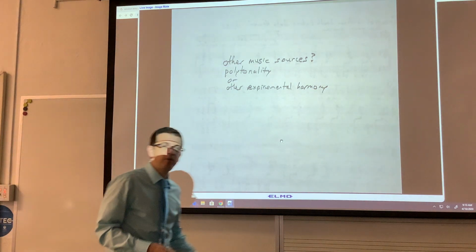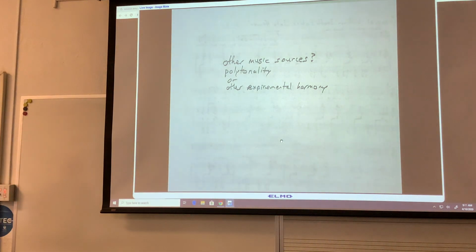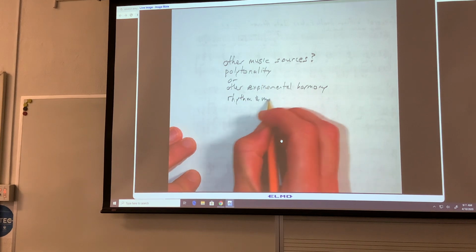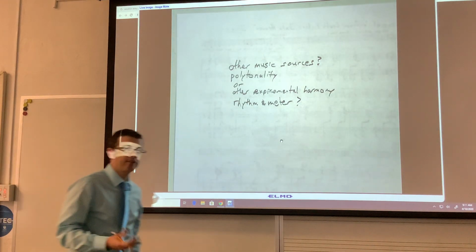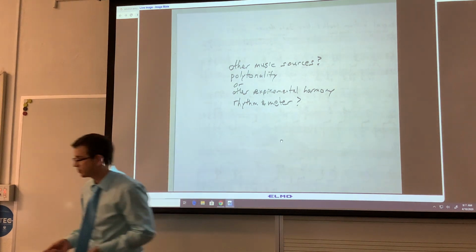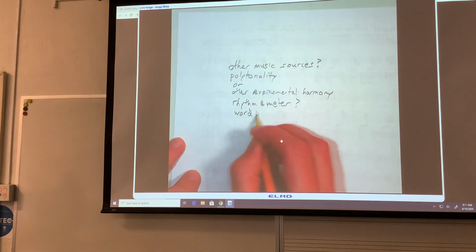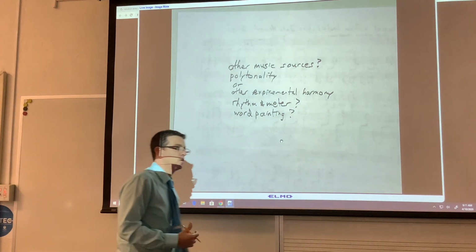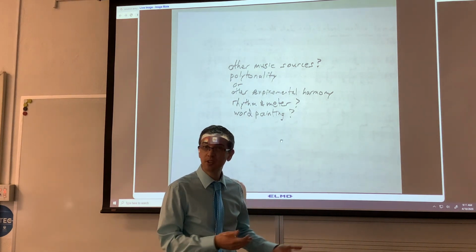Are there any examples of polytonality or other experimental harmony in this piece? What about meter? Does Ives use a traditional rhythm and meter, or are there places where it's more experimental? This is a song. What about word painting? Are there places where Ives uses something in the music to reflect what's going on in the text?